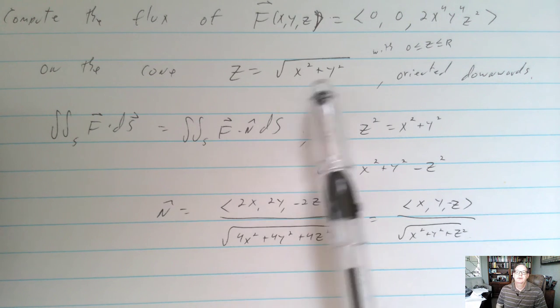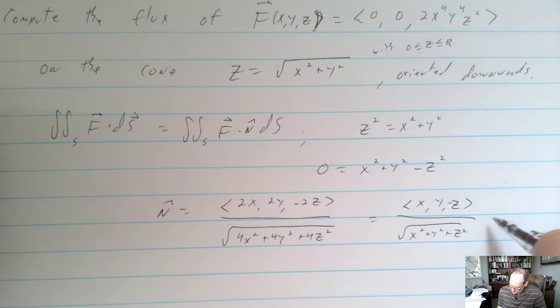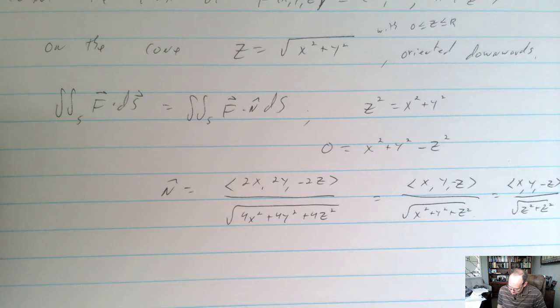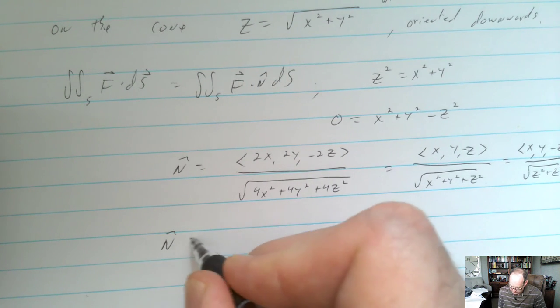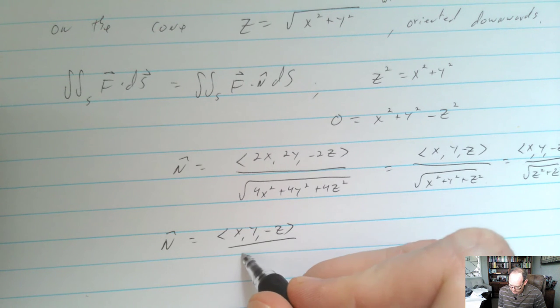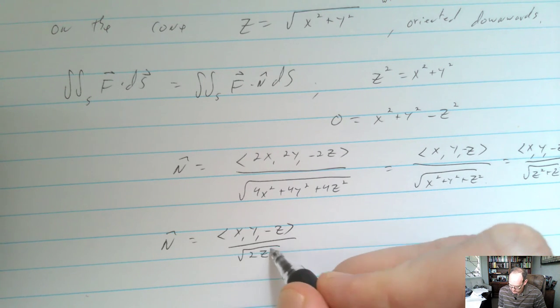But on our surface, x squared plus y squared equals z squared. So this will be the same as x, y, negative z, all over the square root of z squared plus z squared, or 2z squared. Change that later. No, I'll do it here. So x, y, negative z, all over square root of 2z squared.